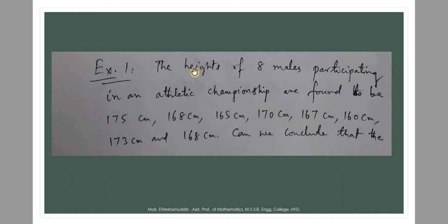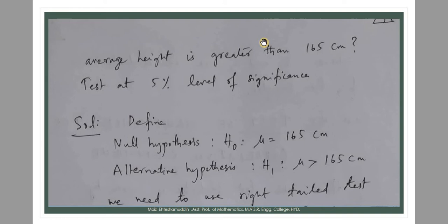Now you look at this problem. The heights of 8 males participating in an athletic championship are found to be these heights. These are the 8 numbers for 8 males, representing the heights. Can we conclude that the average height is greater than 165? Here it is not said, but it is understood that we are talking about the average height of the population, that is 165. And here we have to test whether the average height is greater than 165 for the population.